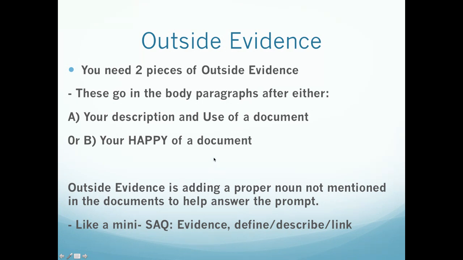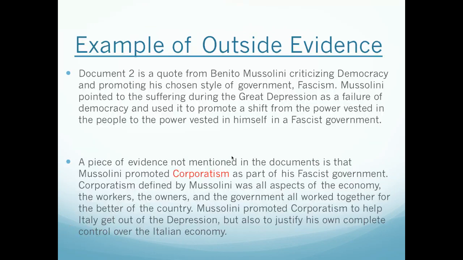So it doesn't matter whether you have a document or not, you can still provide outside evidence when referring to the same document. You just have to put 2 pieces of outside evidence, at least 2, in your body paragraphs. So again, outside evidence is just adding a proper noun, defining that proper noun, and then linking it to whatever your argument is. I'll give an example of this.